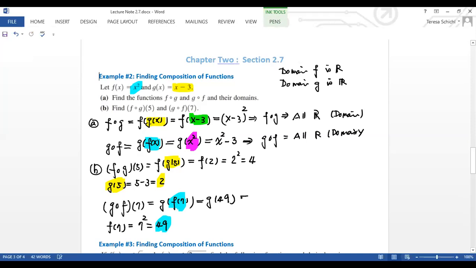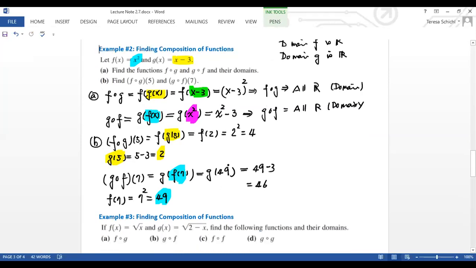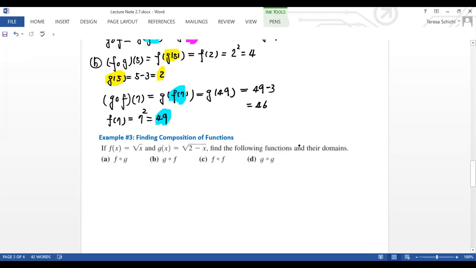Okay, now what is the g function? It's x minus 3. So it's 49 minus 3, which is equal to 46. Okay, so this one is pretty straightforward. Let's take a look at a little bit more complicated one.